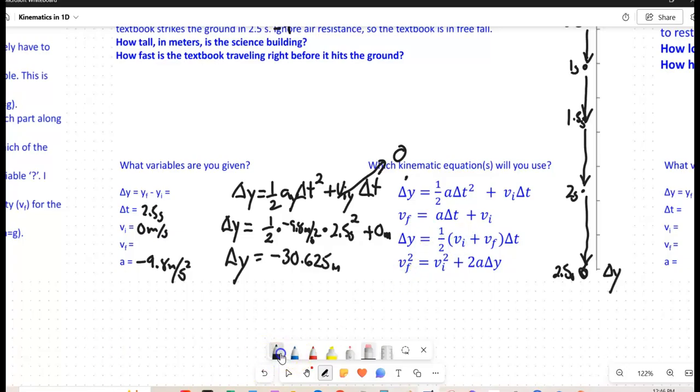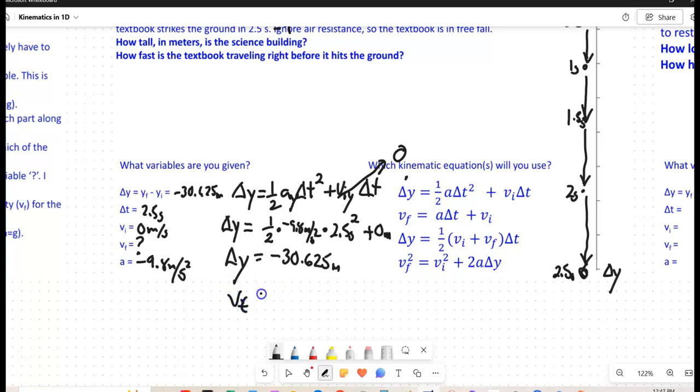All right, I'm going to write that down here. Negative 30.625 meters. In the second part, they're asking how fast it was moving. What is its velocity right before hitting the ground? Okay, well, we could use any equation that has v final in it. So that gives us the last three equations we could use. The easiest one, as always, is the second one.